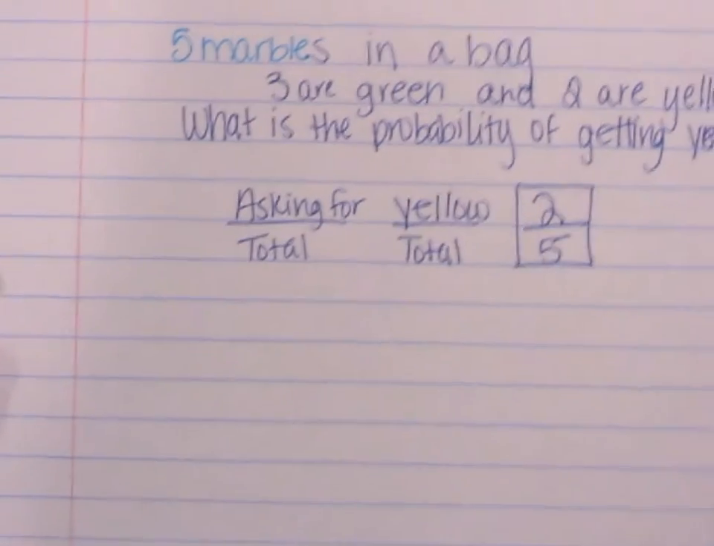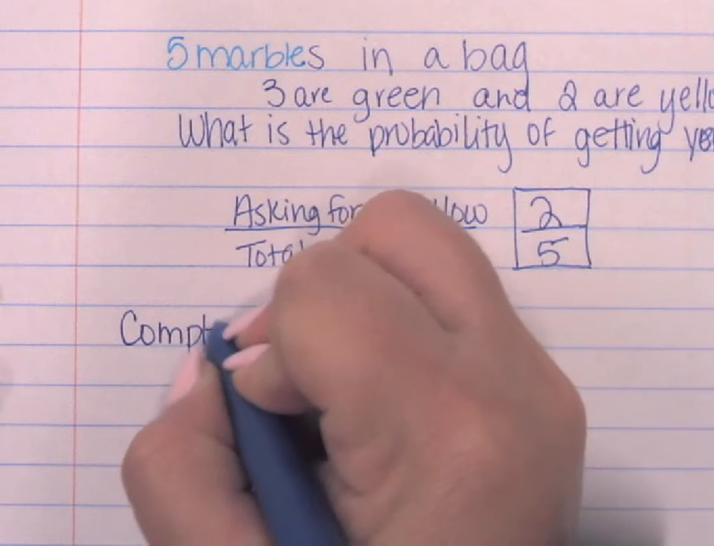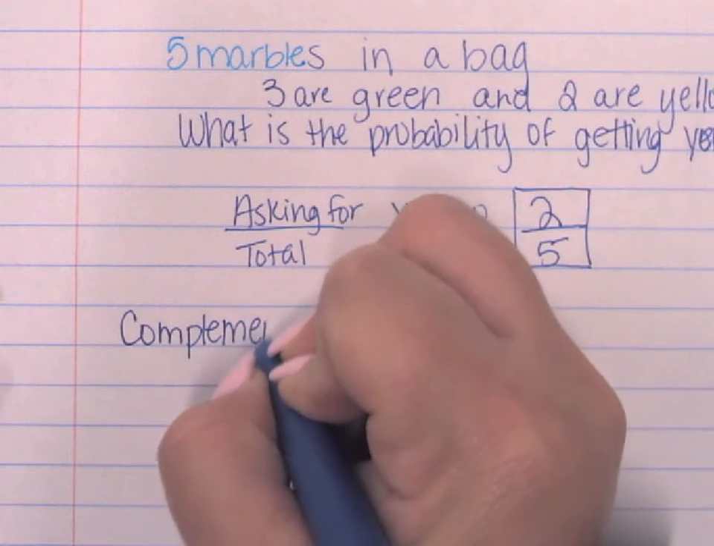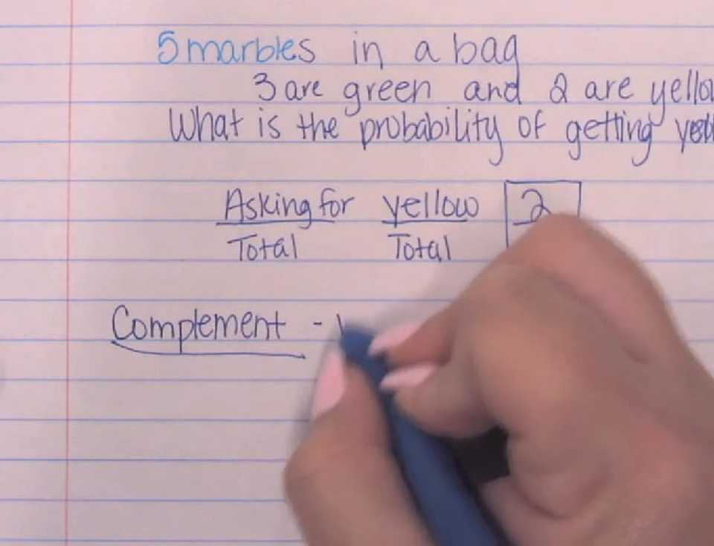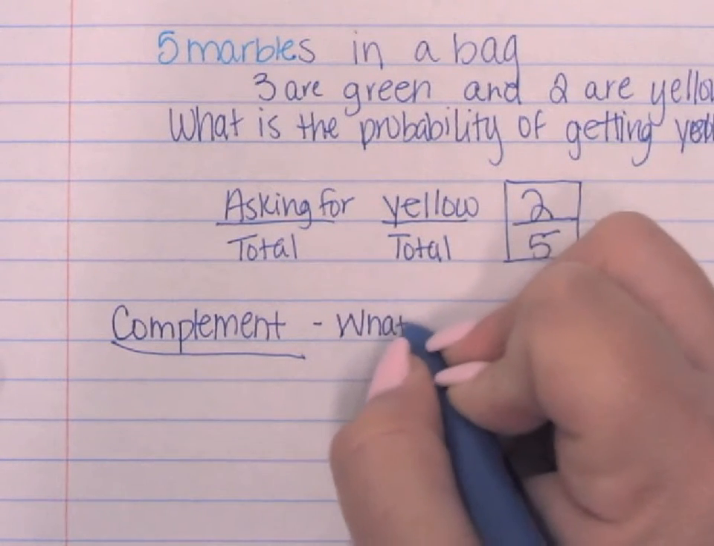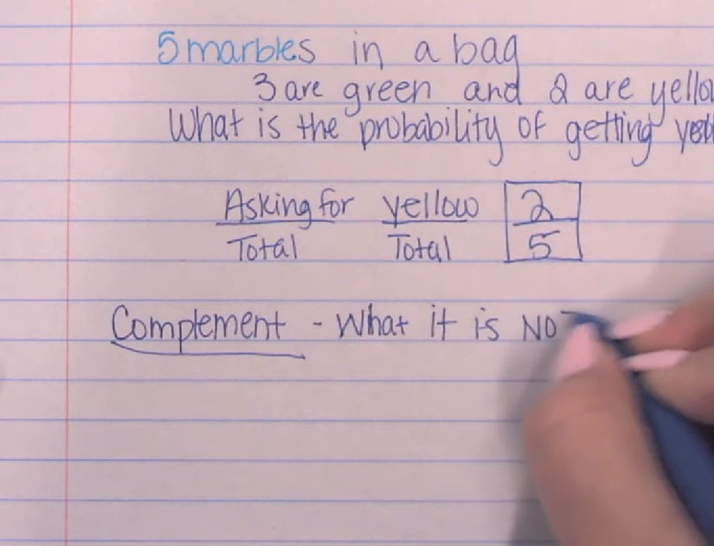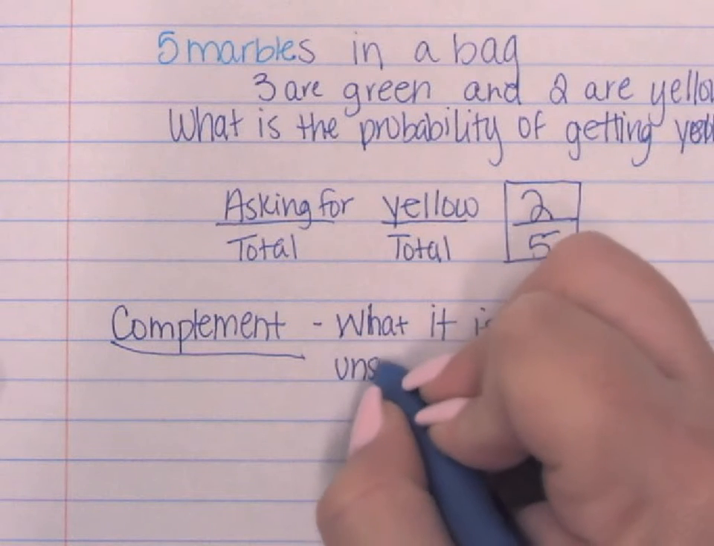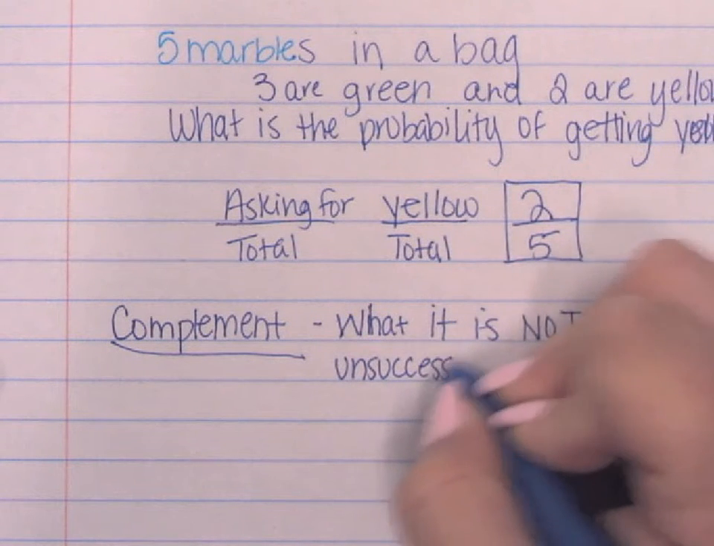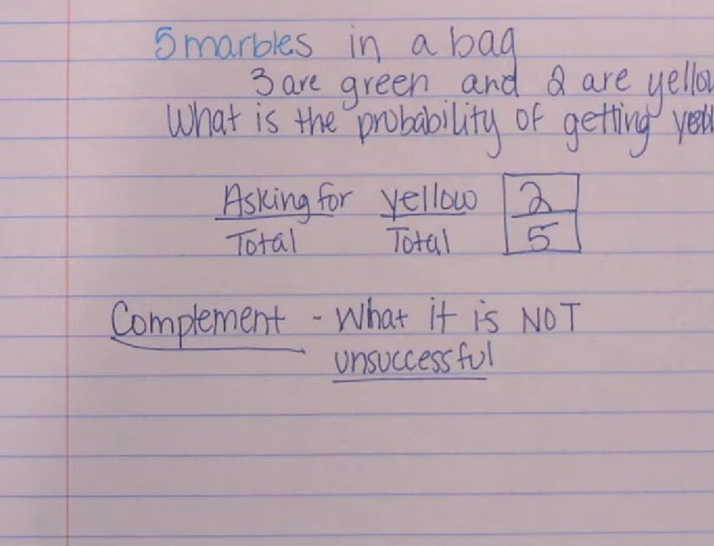Then we had the complement. This is what it is not. Okay? On the test, it said unsuccessful. Unsuccessful. That means that it's not the probability.